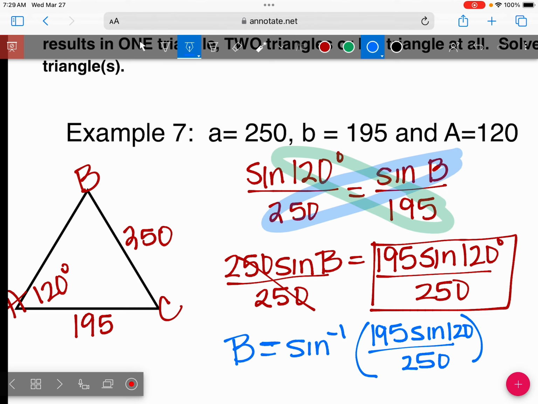I'm rounding for the angles. I did the 10th place for all three. Everything to the 10th place.